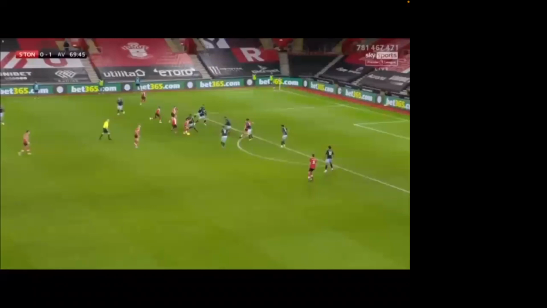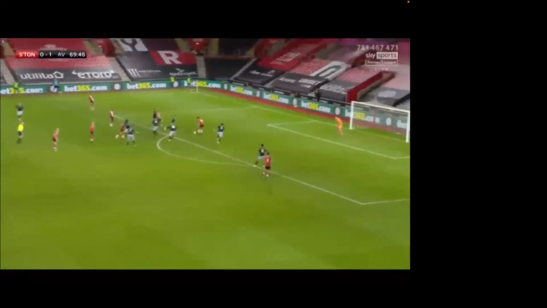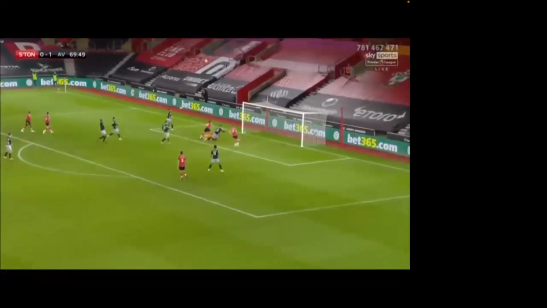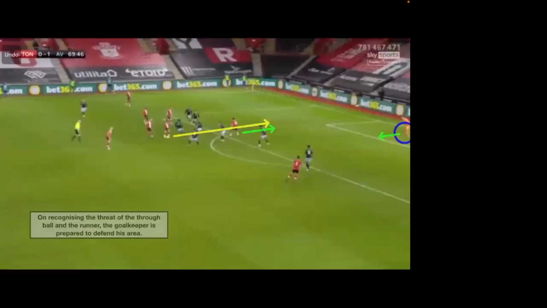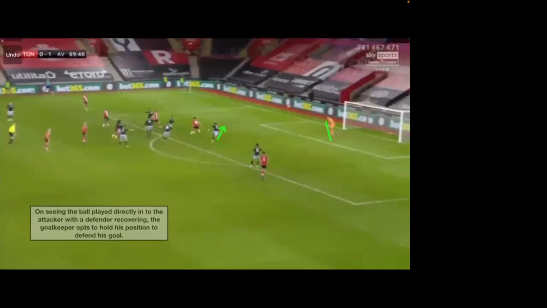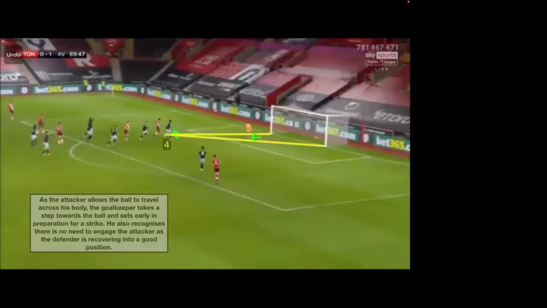So we've got Martinez of Villa here. So again, you see there, he's recognised the threat of the through ball and the runner. So you can see there his left foot, he's prepared to go. The ball's played into the attacker, so he holds his position initially. Obviously, with the defender recovering as well, he doesn't need to go. He's took a small step as the attacker's allowed the ball to run across his body. He's set his feet. Obviously, the recovering defender's in there as well.